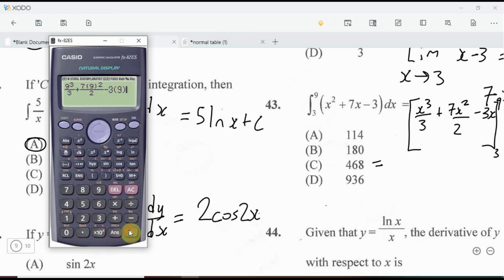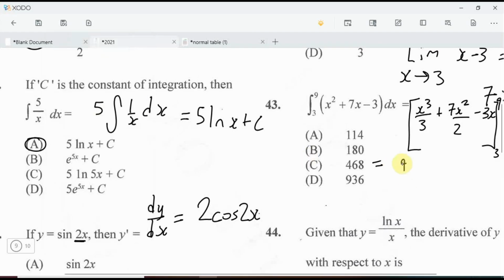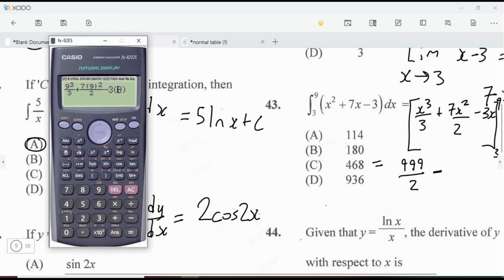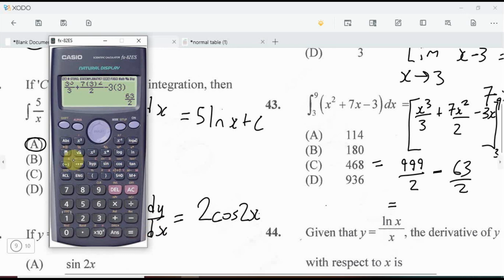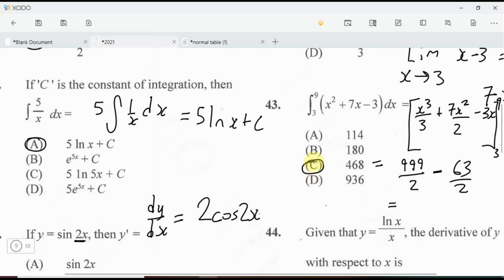So when we input 9, what we get is 999 over 2. Minus, when you input x as 3 now. So let's put in x as 3, so change all the 9s to 3. We do that and what we get is 63 over 2. So now we just need to subtract. That looks like 400 and something. So let's subtract 999 over 2 minus 63 over 2, 468. Easy.